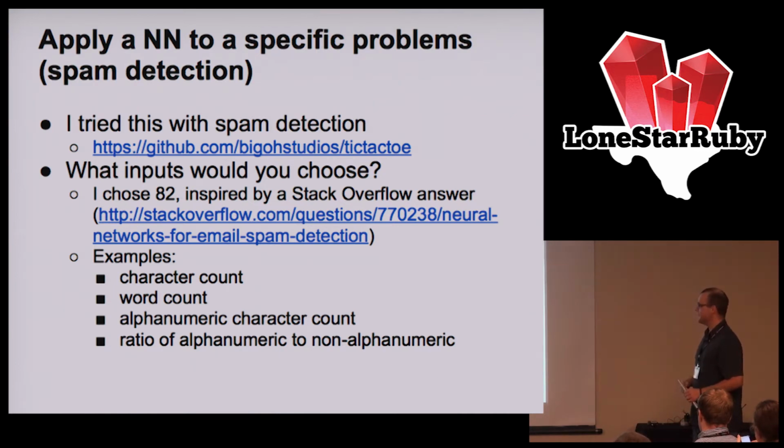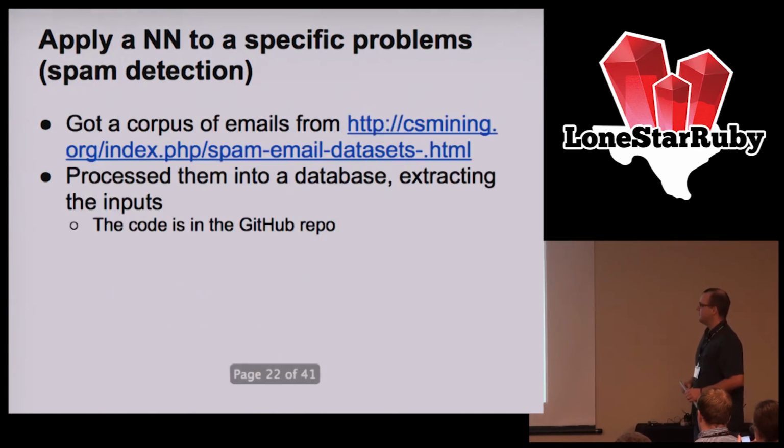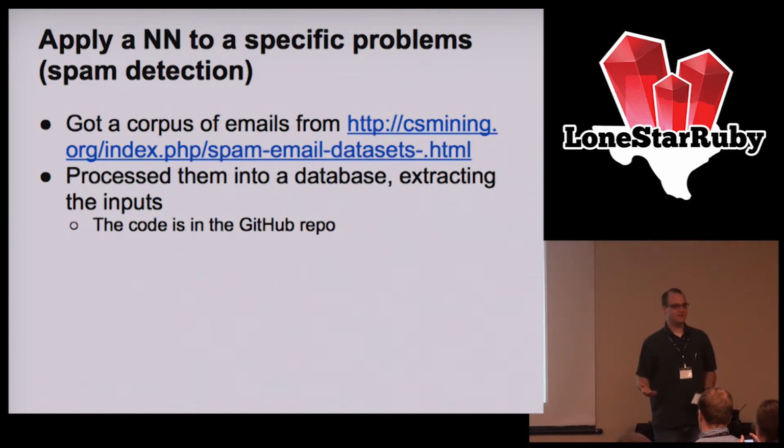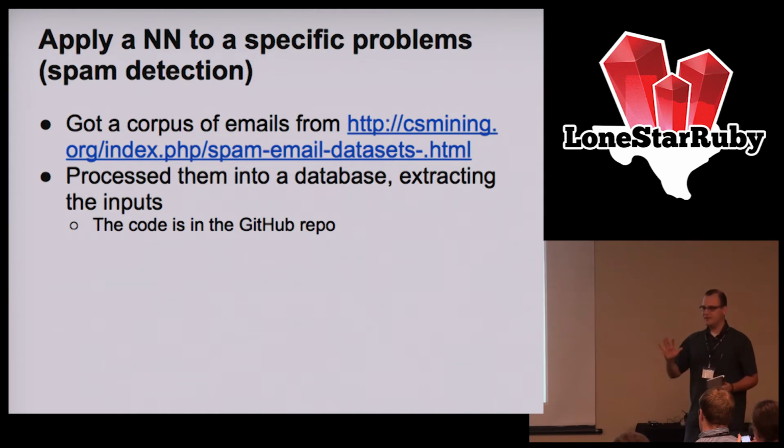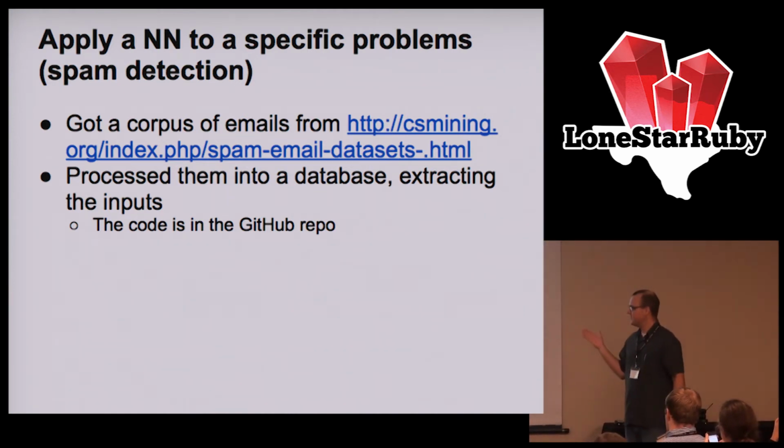Just all kinds of stuff. And so I got a corpus of emails from that link up there at csmining.org. Great website if you're ever looking for data to mine, because they have lots of it. I processed that into a database, turning basically text into the relevant inputs. And that code is in the GitHub repo.